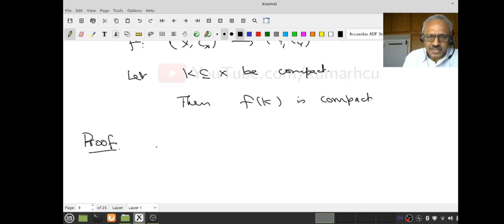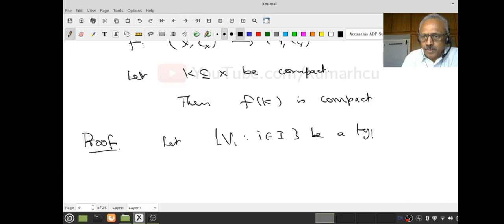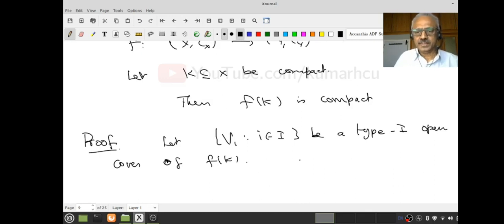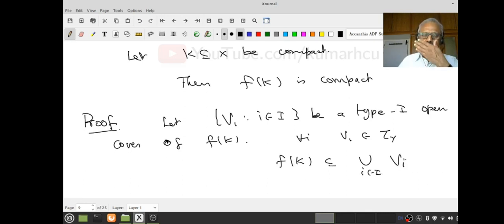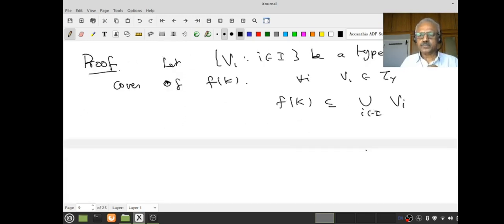So let us start. Let V_i, i in I, be a type 1 open cover of f(K). So what does that mean? That means for all i, V_i is an open subset of Y, and f(K) is contained in the union of the V_i. Okay, now from this open cover I have to extract a finite subcover, right?